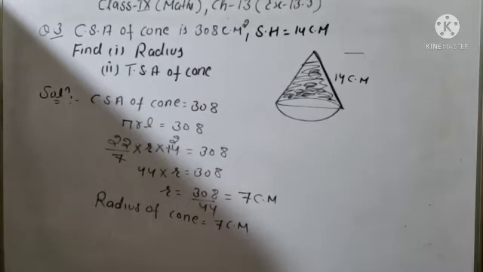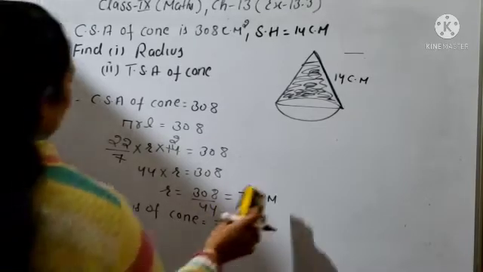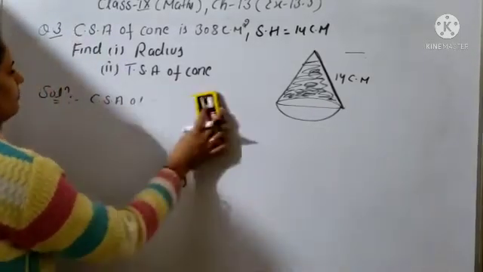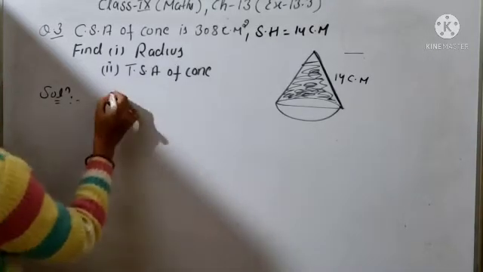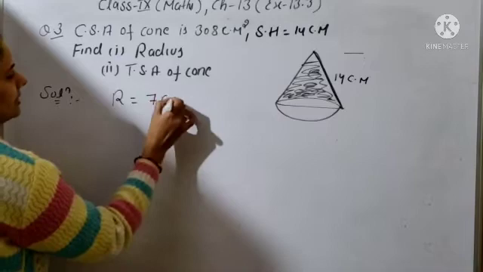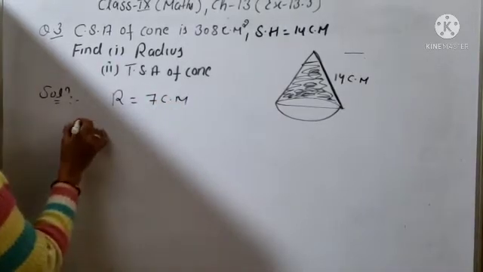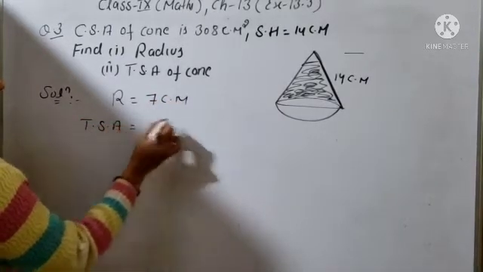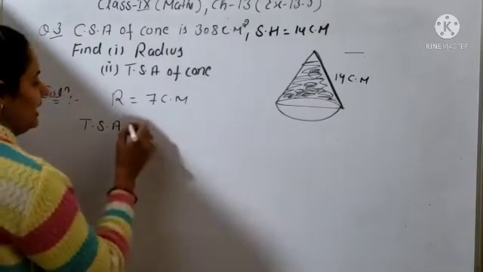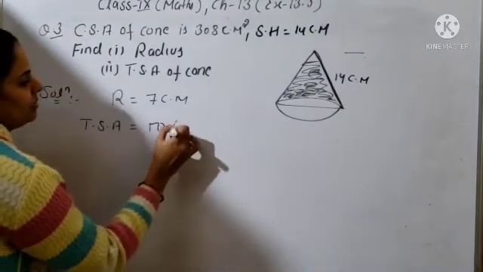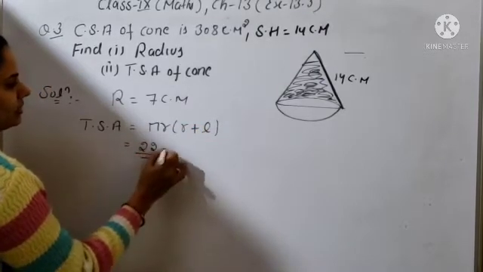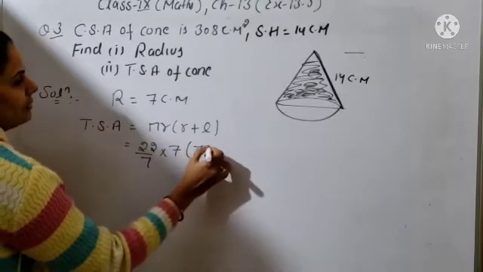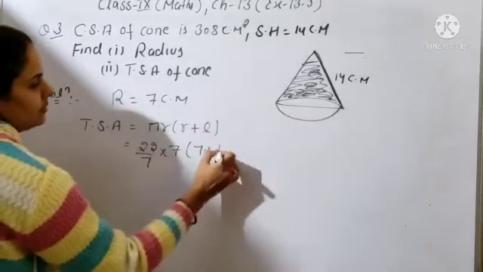Now we will find out the total surface area of the cone also. Okay. So what will be the total surface area of the cone? In the second part we will find out the total surface area. So the radius you have found here is 7 centimeter. Okay. Now total surface area means the area of both the faces. So it will be pi r into r plus l. So put the values. It will be 22 by 7 into r, r is 7, into 7 plus l. L is the slant height, and this is 14.